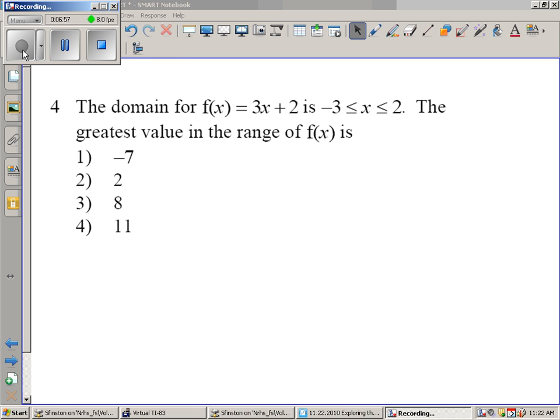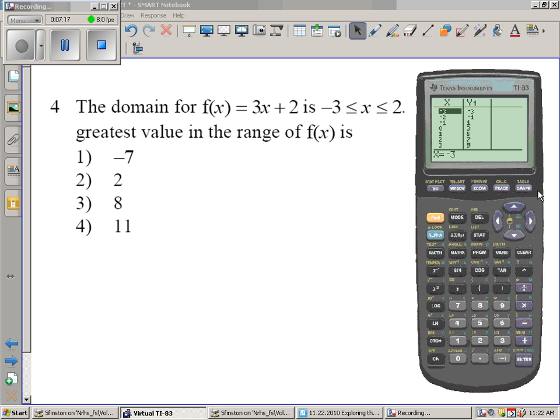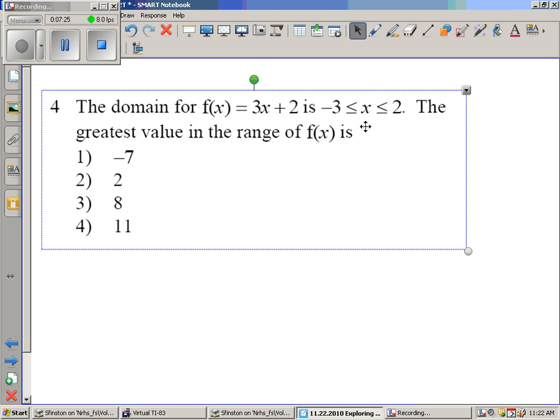Okay, we're skipping around a little bit, and we're going to attack number 4. First of all, what are we being asked to find? The greatest value in the range, which means what? Explain that in real simple terms. Yes, that's exactly what's being asked of you, the y value. I'm looking for you to try and figure out what is the largest y value if you're only allowed to plug in from -3 to 2 for x.